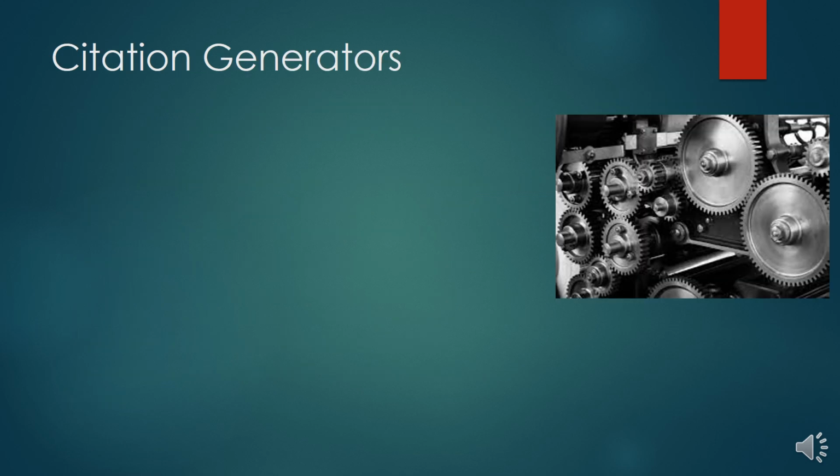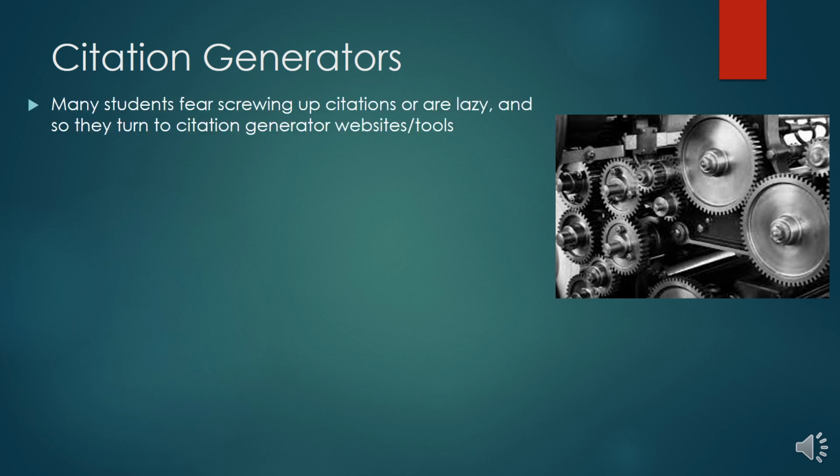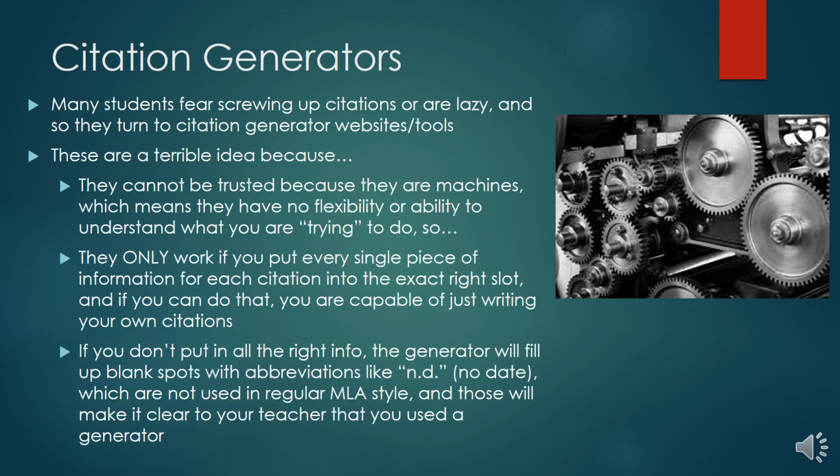One last shortcut that students use a lot is citation generators. Many students do this because they fear screwing up citations. Sometimes it's because of laziness. And so students will turn to citation generator websites or tools, things like EasyBib or things like that. These are a terrible idea for several reasons.